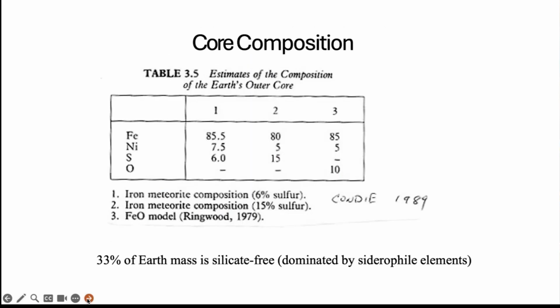All right, and this gives us a chance to estimate the composition of the Earth's outer core. You can see it's mostly iron, quite a bit of nickel. People argue about how much sulfur and oxygen is in there. But basically 33% of Earth's mass is in the core, dominated by siderophile elements.